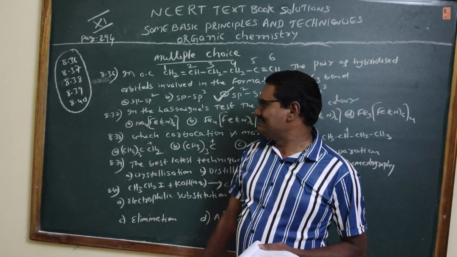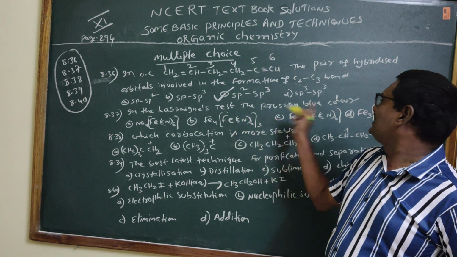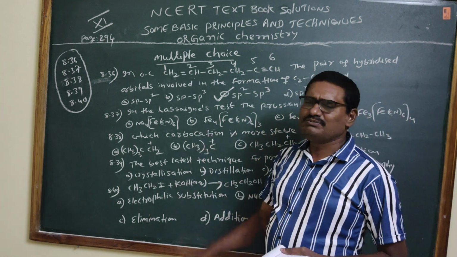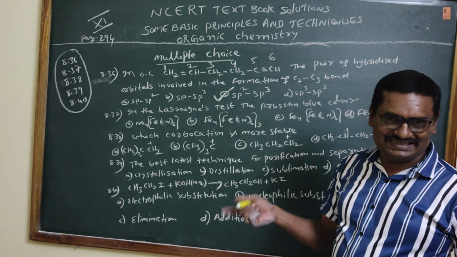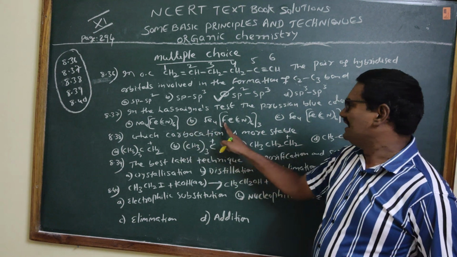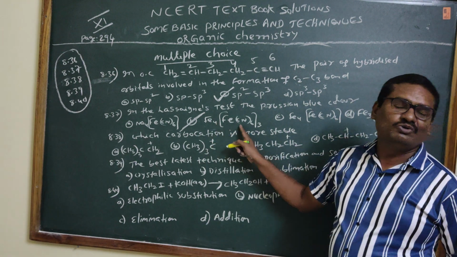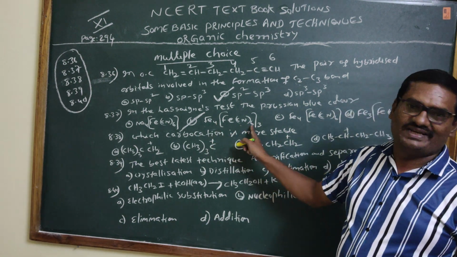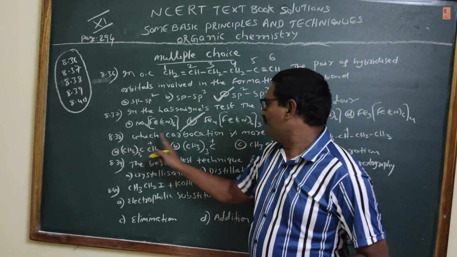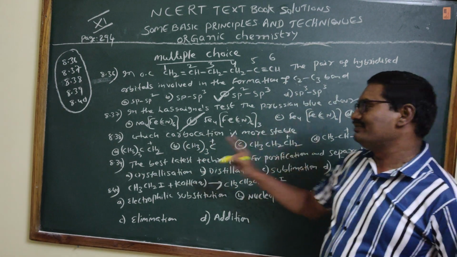Next, 8.37. In the Lassaigne test, the Prussian blue color is Fe4[Fe(CN)6]3. So this one. Prussian blue is Fe4[Fe(CN)6]3. This one.